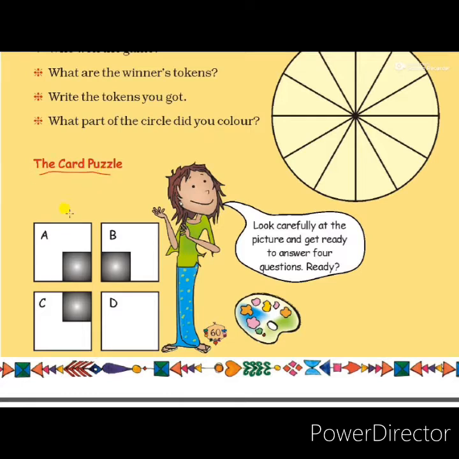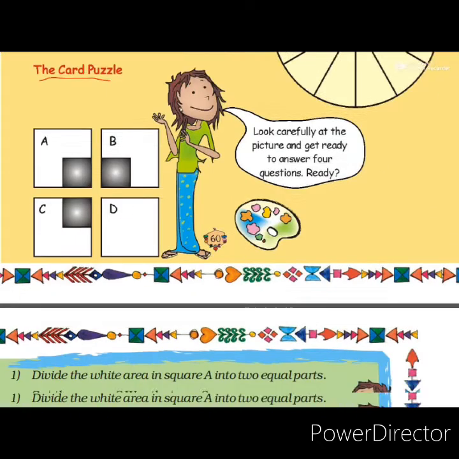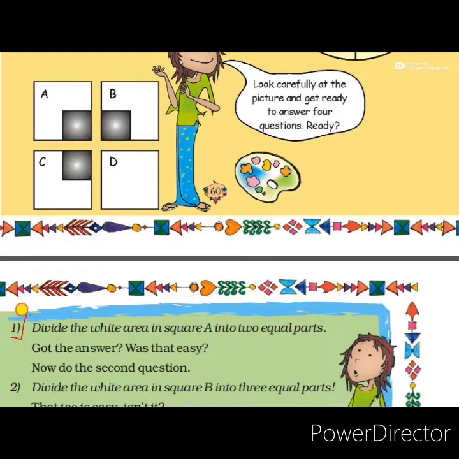Here we have been given 4 cards, card A, B, C and D, and the questions are asked on the next page, page number 61. The first question is, divide the white area in square A into 2 equal parts. The white area shown in square A, we have to divide into 2 equal parts. Students, that is very easy. If we draw a line from the corner of this white part to the corner of this black part, that white part is divided into 2 equal parts. Now this white part is in 2 equal parts.